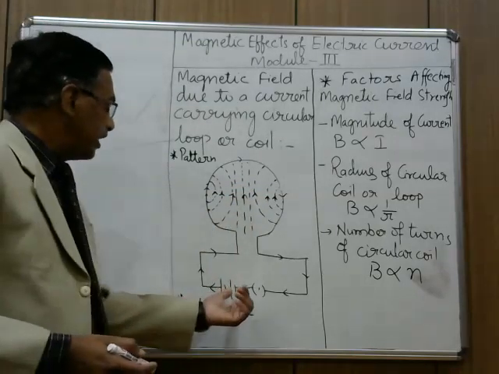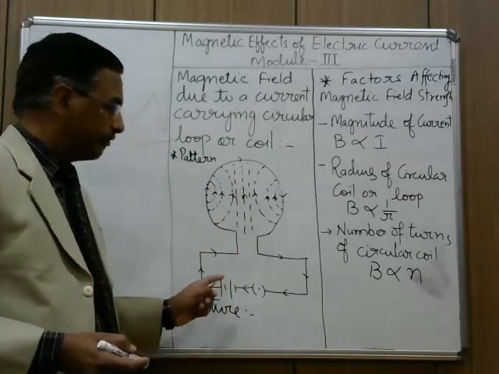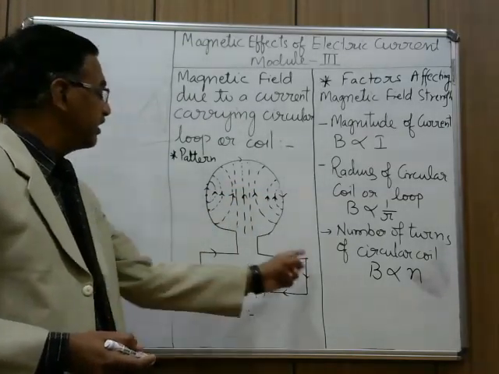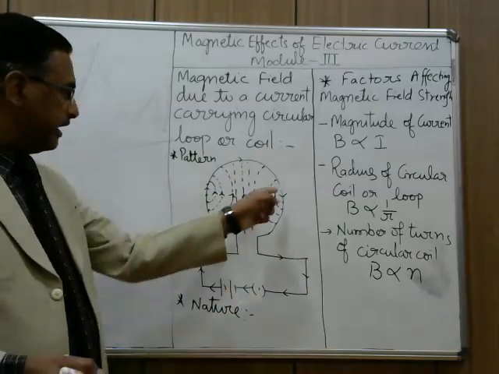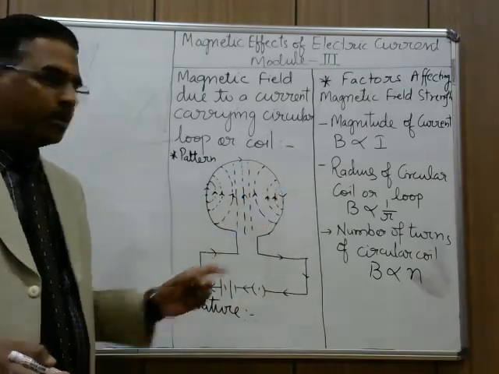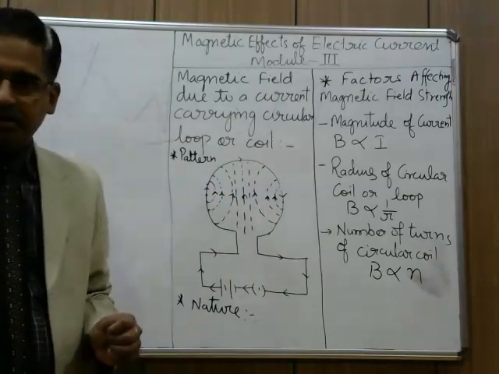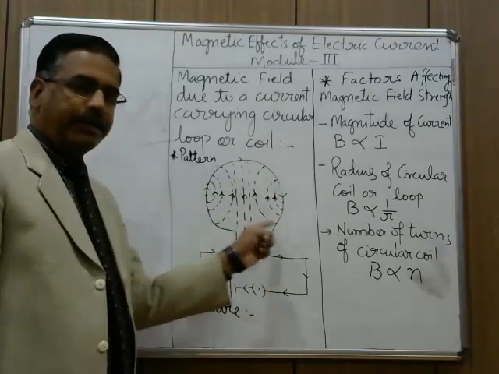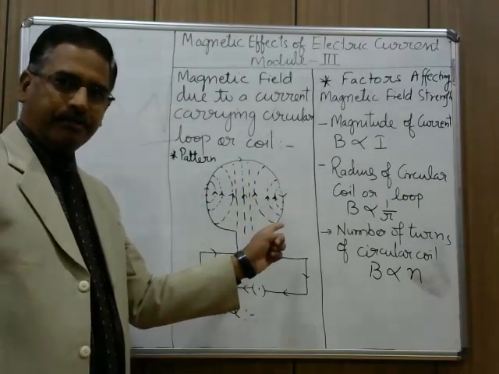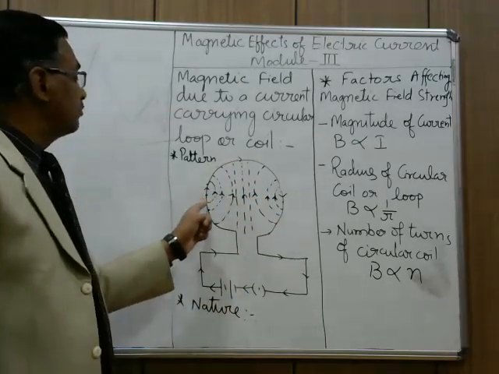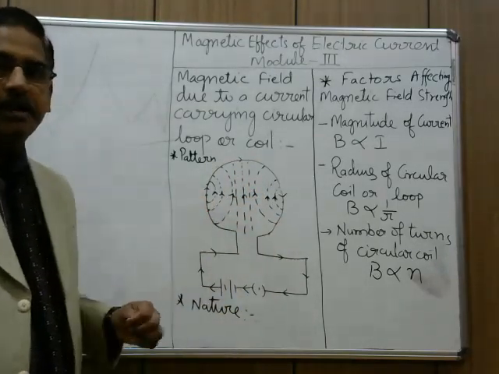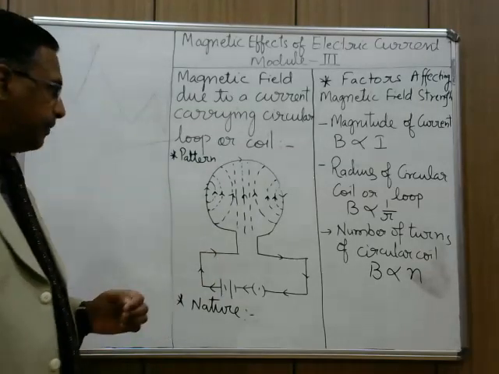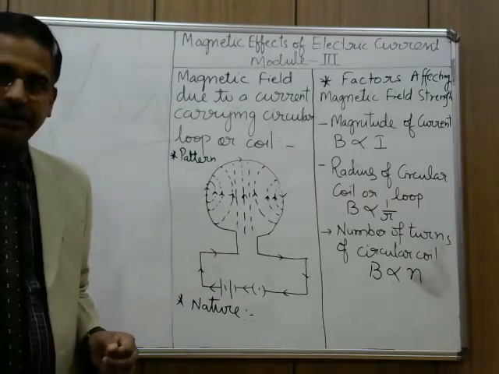If we reverse the polarity, suppose instead of taking this positive we take minus, the current will go like this. On this side it will be in the upward direction. So here the magnetic field will be anti-clockwise instead of clockwise, and here it will be downward. So instead of anti-clockwise it will be clockwise, and the complete scene will be changed.